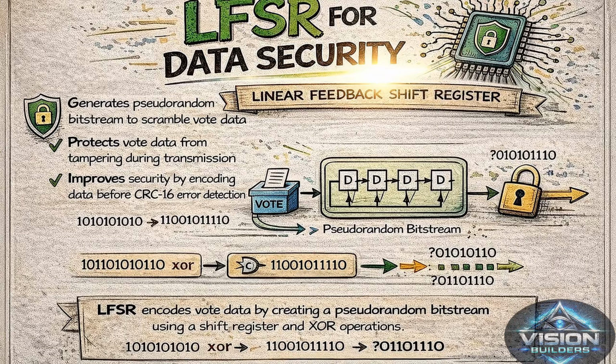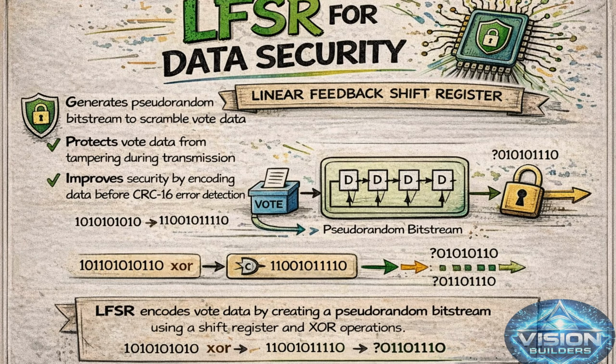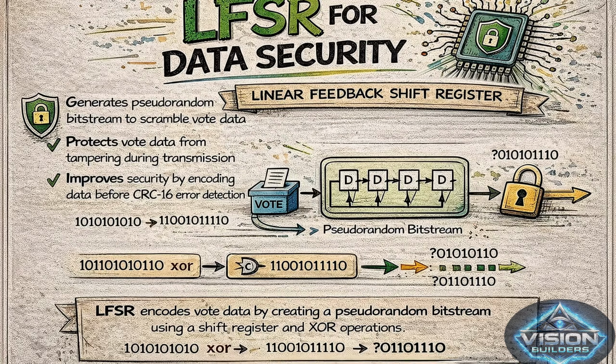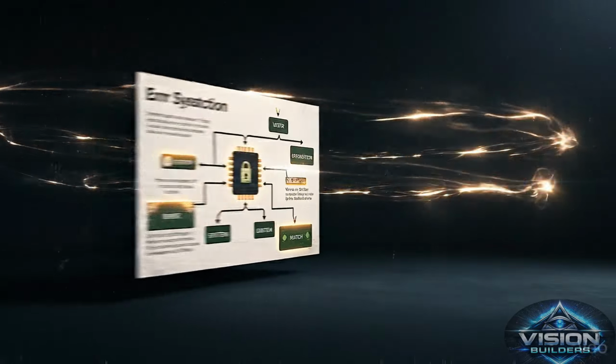LFSR, or Linear Feedback Shift Register, is used to enhance data security. It generates a pseudo-random bit stream to scramble the vote data. This protects the data from tampering during transmission. By using XOR operations, LFSR encodes the data before CRC16 processing, making the system more secure.